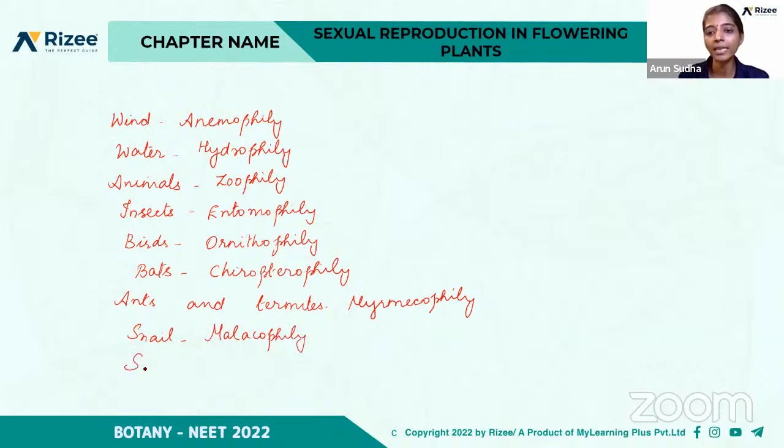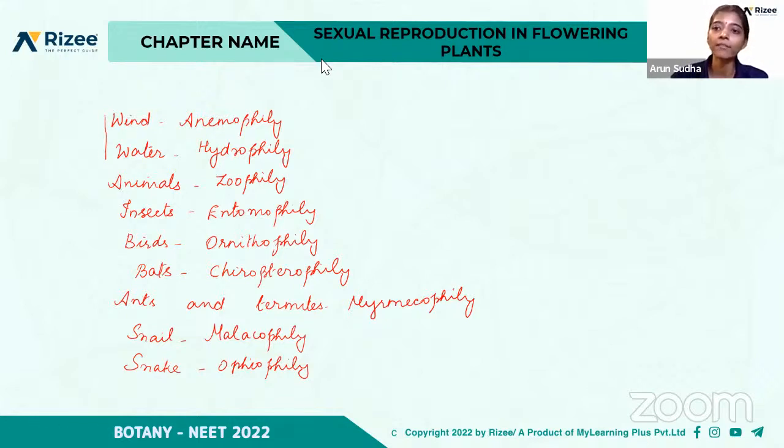And if it is by snake, it is called ophiophily. So these are by the different agents. Water and wind come under the abiotic factors, and all these come under biotic factors.